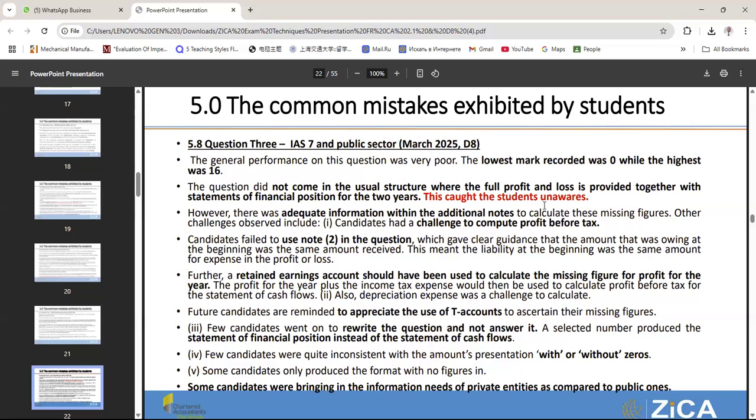In this question, it was a bit unique. Why? There was no income statement. So what you were supposed to do is to open a retained earnings account, and after opening retained earnings, you reconcile to come up with the balancing figure. Now, what happens since students were confused in the exam? Few candidates went on to rewrite the question and not to answer. And the selected number produced a financial position instead of cash flow. This is a total confusion.